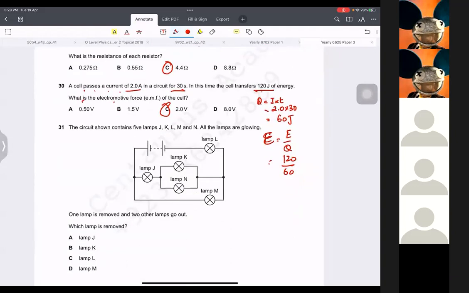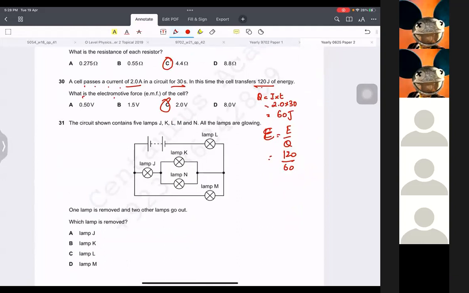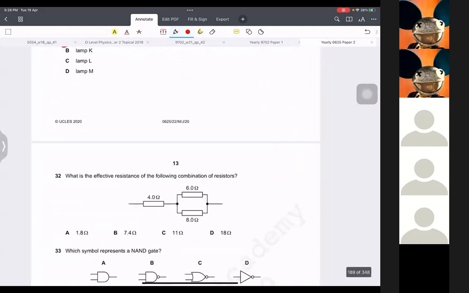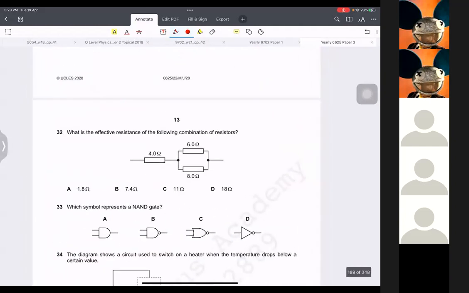All right. Now, the circuit shows 5 lamps. One lamp is removed, and 2 other lamps go out. Which lamp is removed? This should be removed. If this lamp J is removed, it would disconnect this whole branch. J. Okay. Then next, effective resistance.